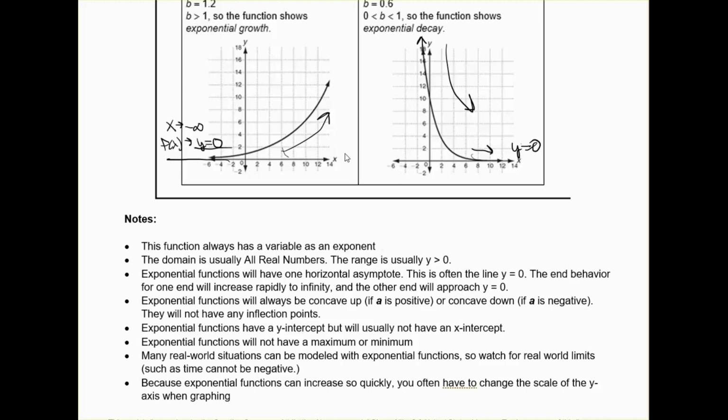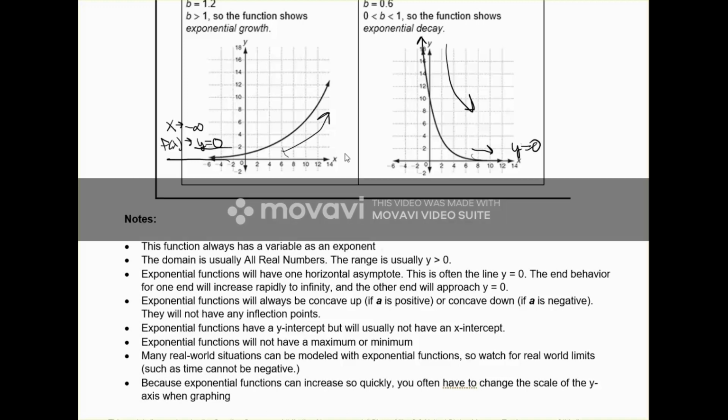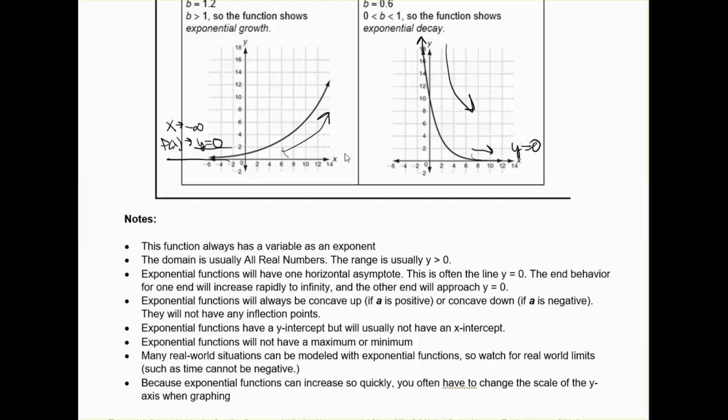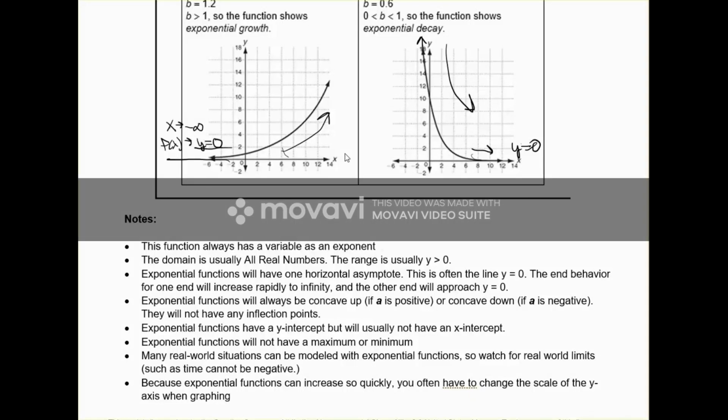They will always be either concave up, like both of these are concave up, or occasionally concave down if a is negative. There won't be any inflection points, because an inflection point is when you change from concave up to concave down. They will have a y-intercept, but generally not an x-intercept, because if there's a horizontal asymptote at y equals 0, then they won't ever touch the x-axis. Unless, again, there's been a translation and the whole thing is shifted down or something like that.